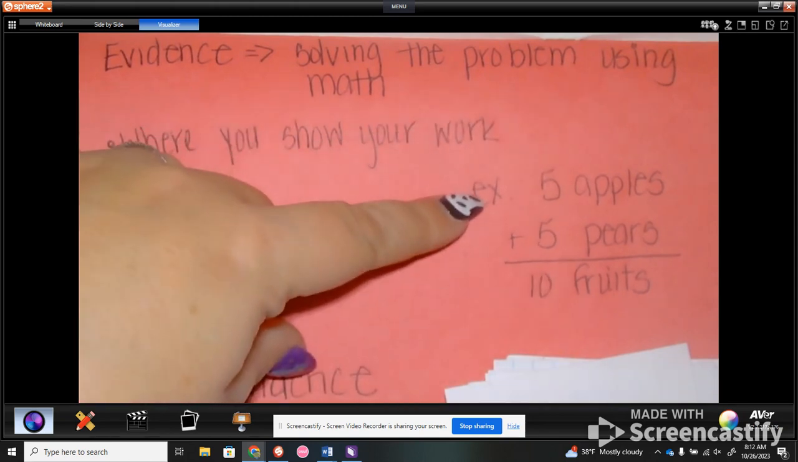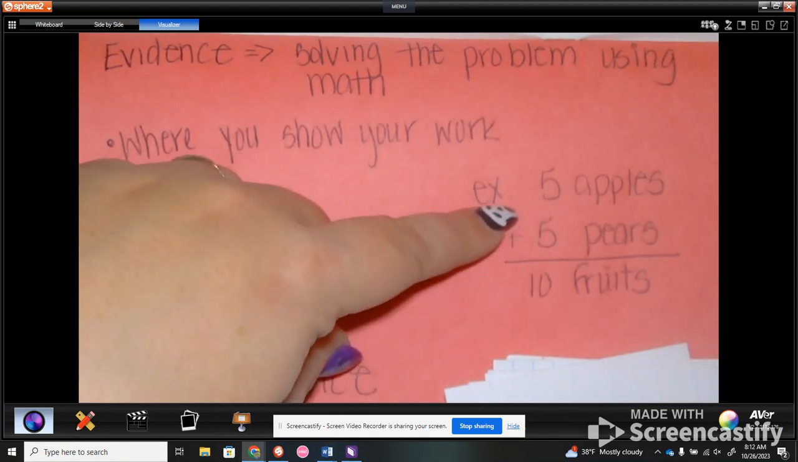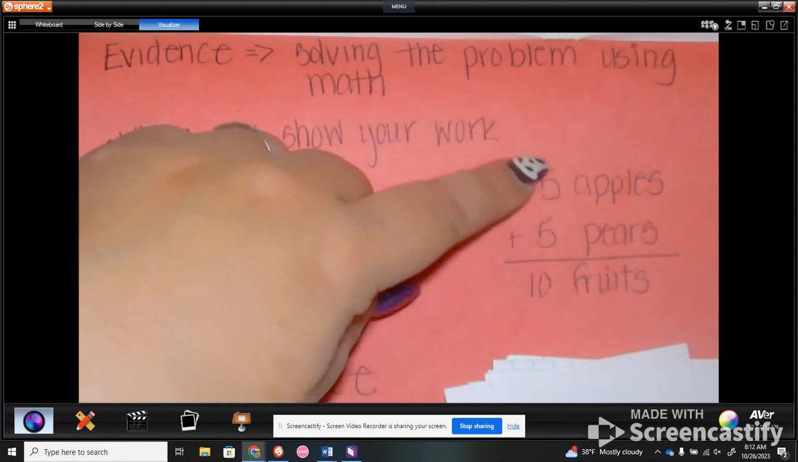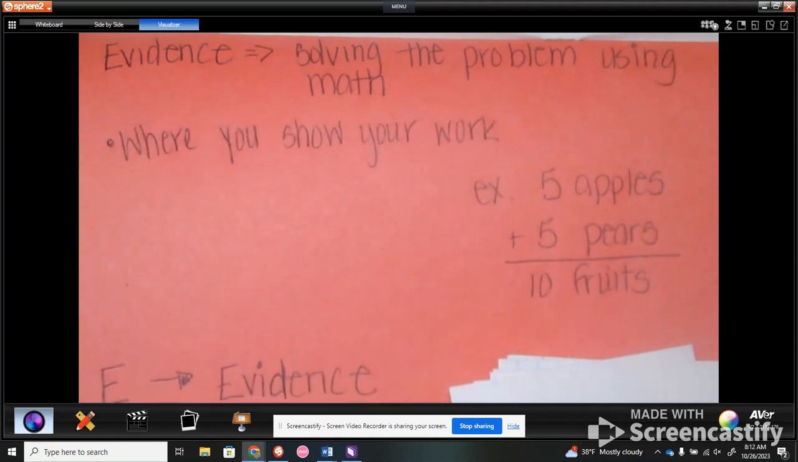So we have the example of 5 apples plus 5 pears equals 10 fruits. So again, we're seeing the work that you're actually doing. And this would be your evidence on why this is the answer. Go ahead and give me a thumbs up when yours looks like mine.